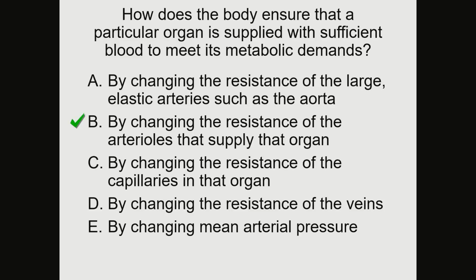And so it's by changing the resistance, okay? If I change the resistance of the aorta, that probably will change my delta P because I'm way up at the top, okay? And change then the flow to all of the organs. But if I change the resistance of the arterioles that are supplying that organ, I will change the amount of blood that is flowing to that organ, okay?